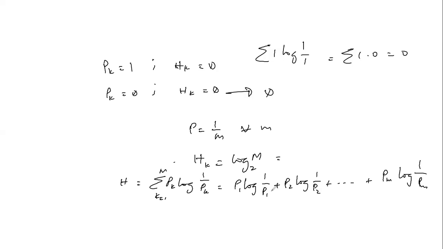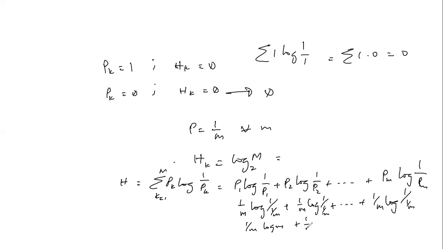And we know that they all have the same probability. So it means that 1 over m log 1 over 1 over m plus 1 over m log 1 over 1 over m plus all the way to 1 over m log 1 over 1 over m. So this will now give us 1 over m log m plus 1 over m log m plus all the way to 1 over m log m.